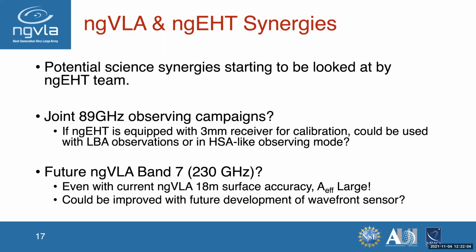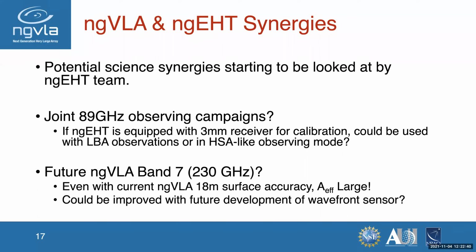The ngVLA current observing modes will accommodate HSA-like observing, so as to be able to link up with other facilities. But whether or not this could be commensal is something that could be looked at. And then this is something TK has started to talk about: is there a potential for a future higher frequency ngVLA band? Clearly, the antenna specs are not to do millimeter observing, 230 gigahertz observing. There's also not space in the indexer for an extra band.